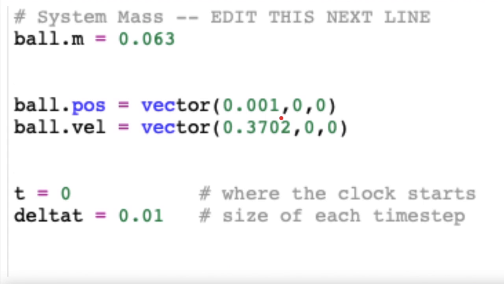Now we change our code. We need to get the mass of the ball. This is in kilograms, and we simply measure the mass. We also need to change the initial position of the ball. As I said before, the initial position is 0.001 meters, so we insert that into the y coordinate of our position vector. And the velocity is 0.3702 meters per second, so we put that in the y coordinate of our velocity vector. And this is all at time equals 0.